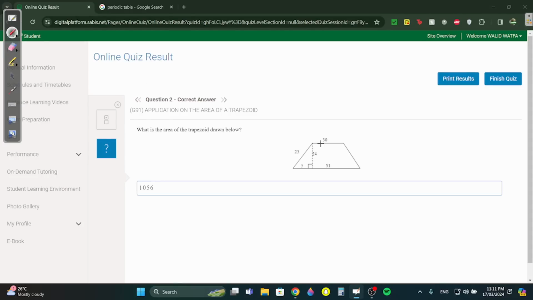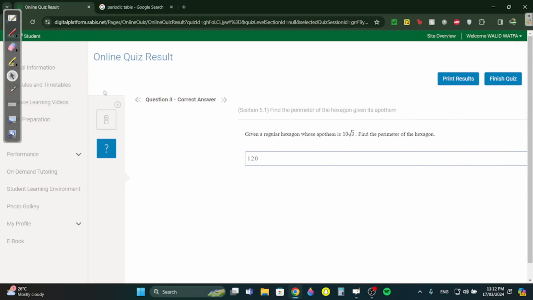Base 1 over here is 30. Base 2 is 58. And the height is obviously 24. This isn't the height. The height is the perpendicular one. Please don't take 25 as your height. Only grade 5s make this mistake. Please take 24 as your height. It's going to be 58 plus 30 over 2 times 24, and you get 1056.